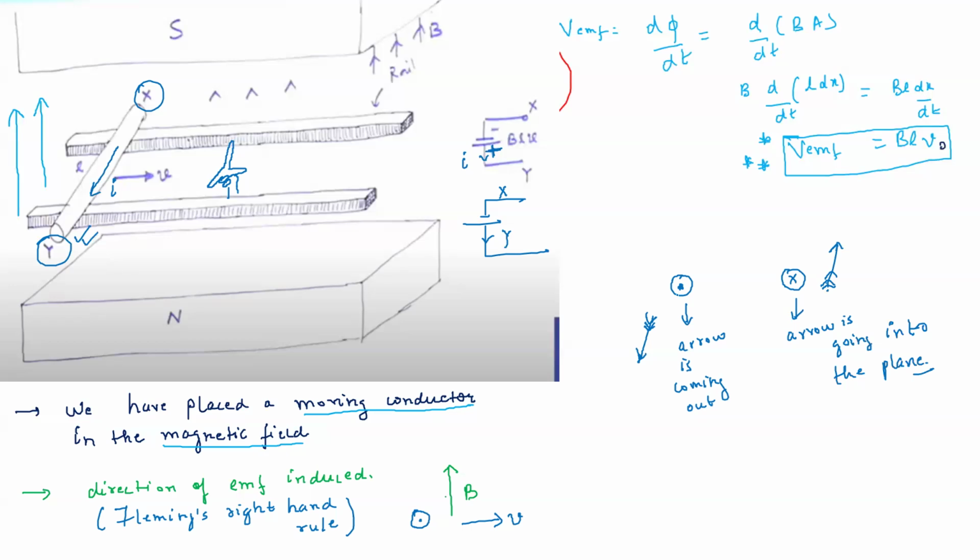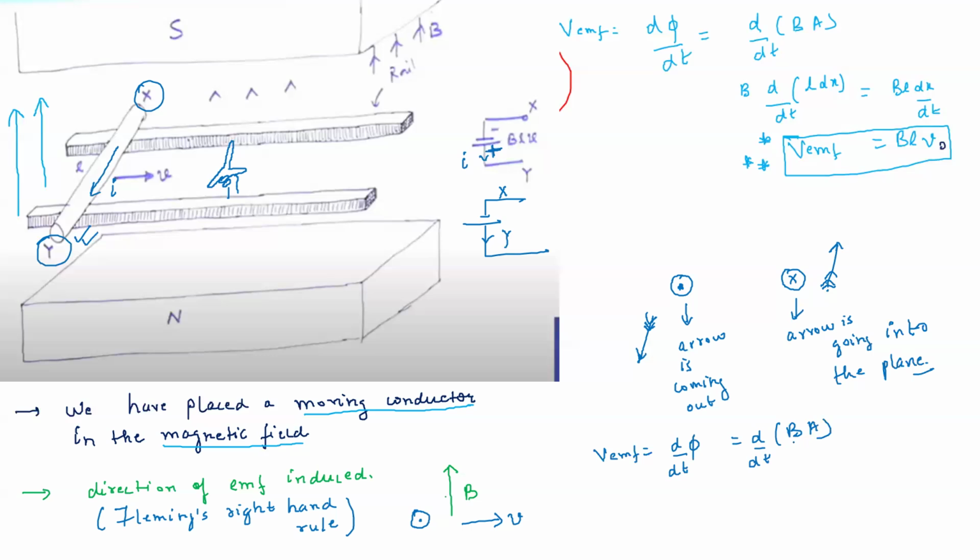Now, we have used Fleming's right hand rule to find the direction of the EMF. What about the magnitude of the EMF induced? From Faraday's law, the EMF is the rate of change of flux. So let us say V EMF is the rate of change of flux. Flux is nothing but B into A, which is flux density into area.